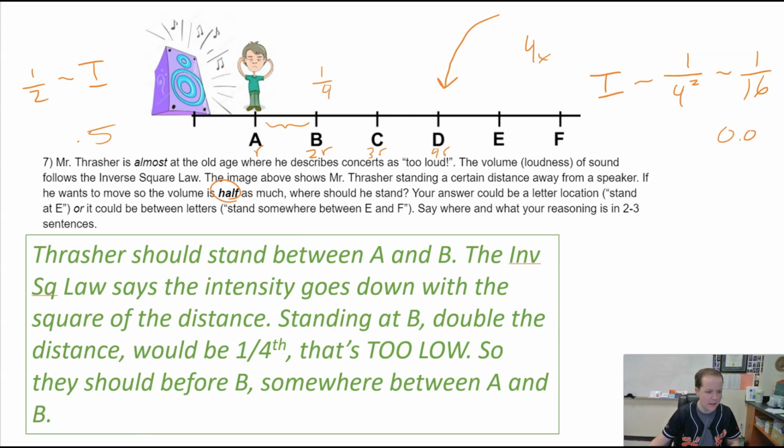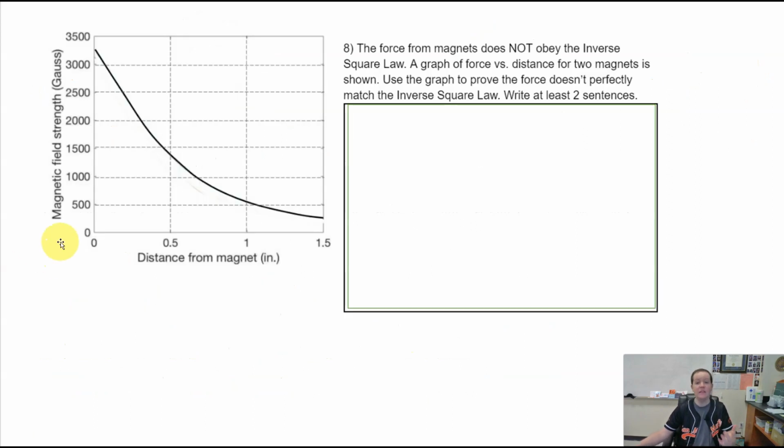Okay, let's keep going. Number 8, again, a tough question, maybe the toughest on here, because you could get a decent score, but to really get full points, you have to be able to interpret this graph. It says that this graph is not following the inverse square law. How can I prove that? How can I prove that the graph isn't following the inverse square law?